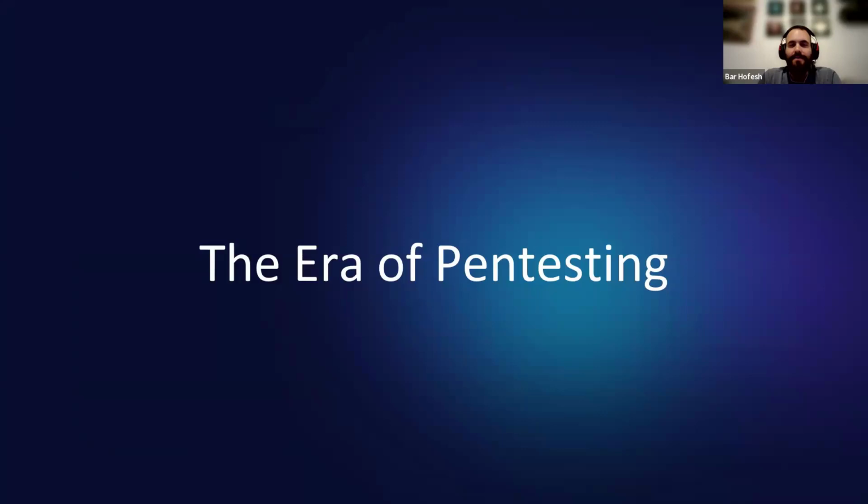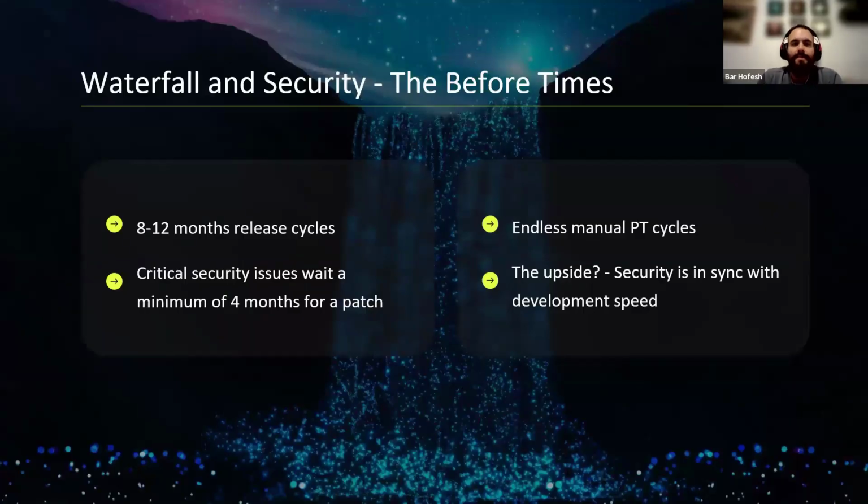So we're going to start with the era of pen testing. Before CI/CD, before DevOps, before automation, or in the before times, as people usually call it, we had the waterfall. Waterfall basically means that everything flows in one direction. This is a slow process where when we developed solutions, and I think that most of you can remember, we don't need to think that much back.